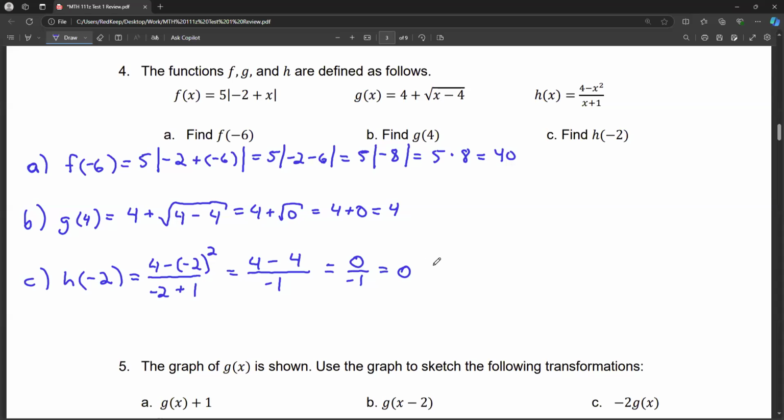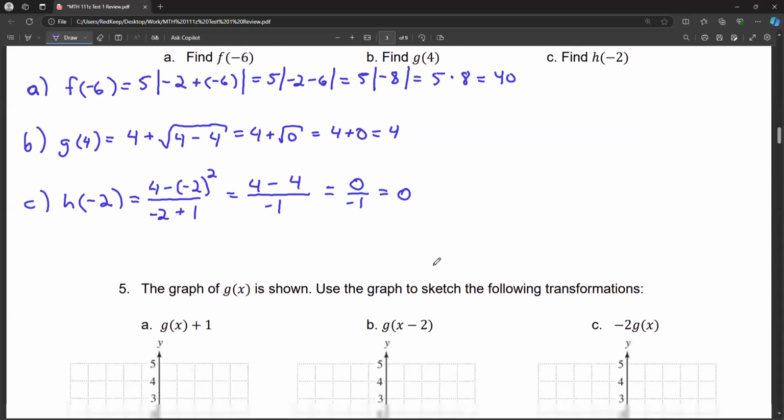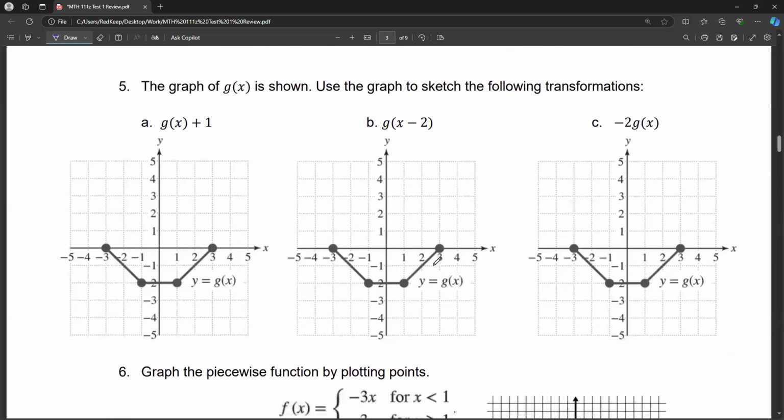So that's every part of question 4. Let's move on to question 5. Okay, so it looks like we're going to take this g function, g of x, as it's shown below. And what we want to do for each one of the graphs below in parts A through C is draw the transformations that are being described. Okay, cool. So part A is just saying, take g of x, whatever the output was of g of x, and just add 1 to the output.